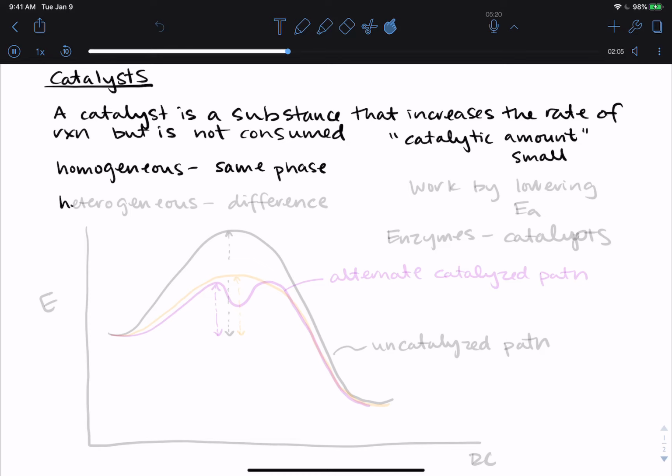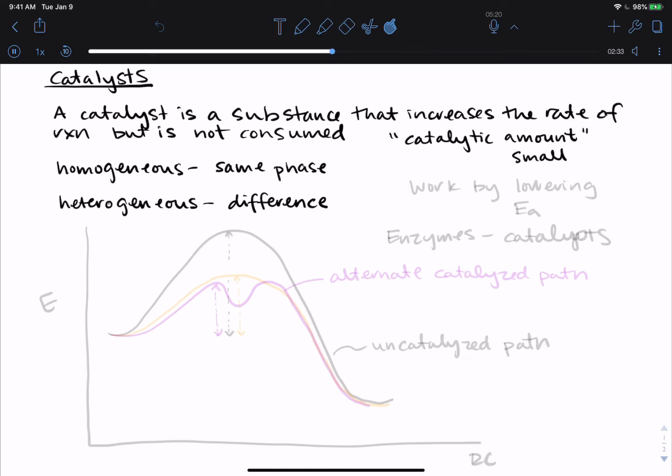Or you could have a heterogeneous catalyst. And this just means that it's in a different phase. So if your reaction is happening in solution, your catalyst is something like an insoluble solid. So it's some type of surface maybe that the reactants go to and the catalyst helps them react more quickly.